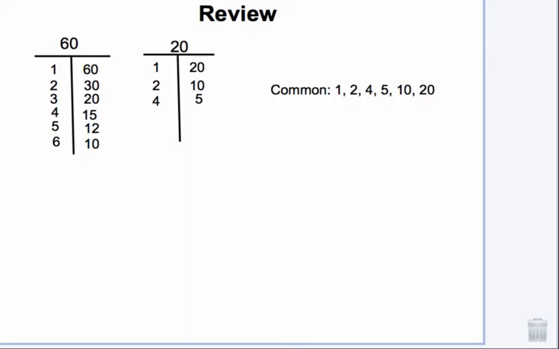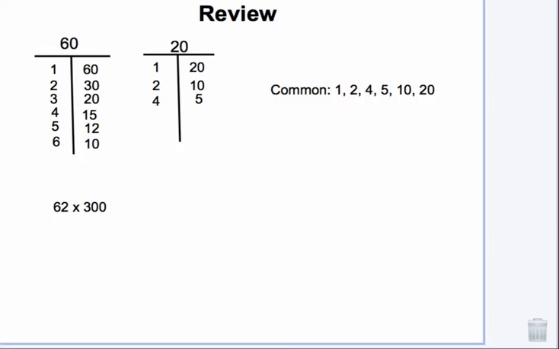Welcome back. You should have had 1, 2, 4, 5, 10, and 20. Notice we write them from least to greatest. The next type of problem that we have struggled with is 62 times 300. This was the lesson where we learned about multiplying by multiples of 10 and 100.